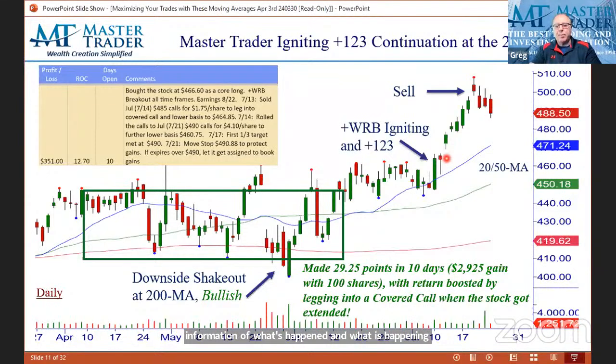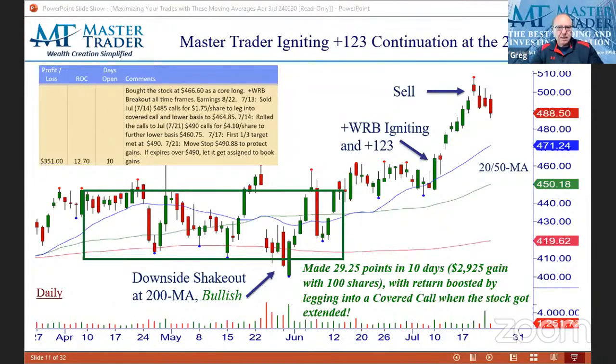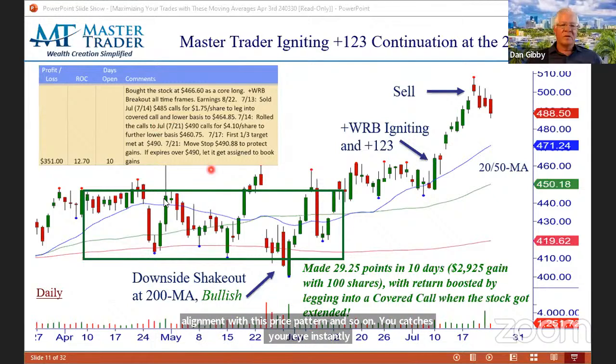And one of the biggest things, I think you would agree, Dan, is when we create this picture of what we're looking for, and those moving averages are on there, as we're flipping through our minder, looking at various charts, in a split second, that's the picture I want. That's not the picture I want. Move on, move on. You go on to the next symbol, and you're looking for the picture. Once you learn the picture, this moving average alignment with this price pattern and so on, it catches your eye instantly.